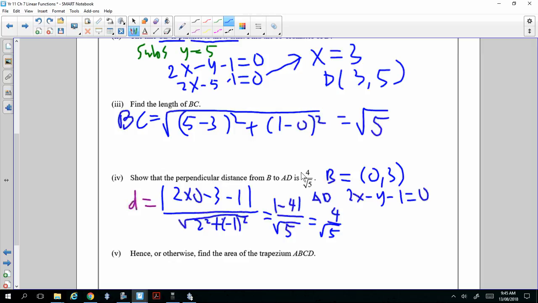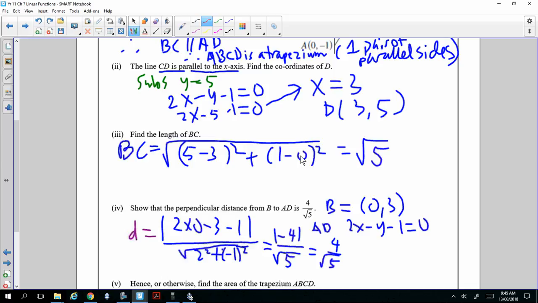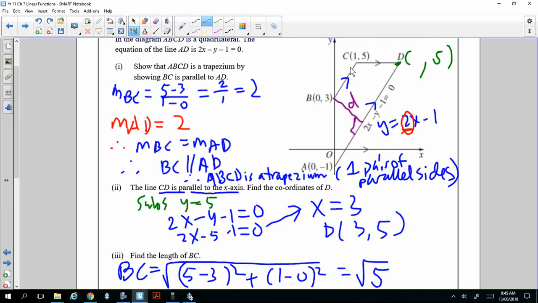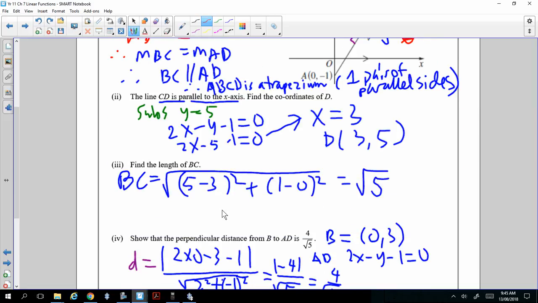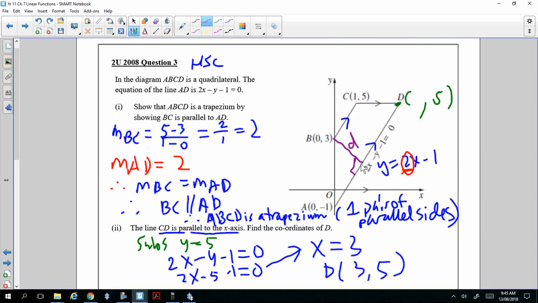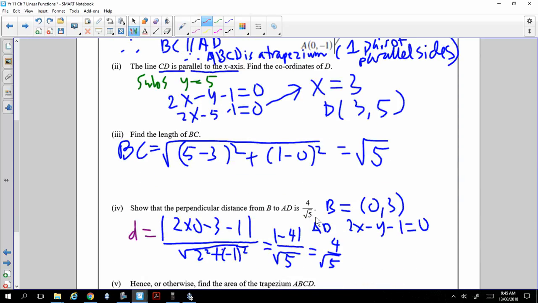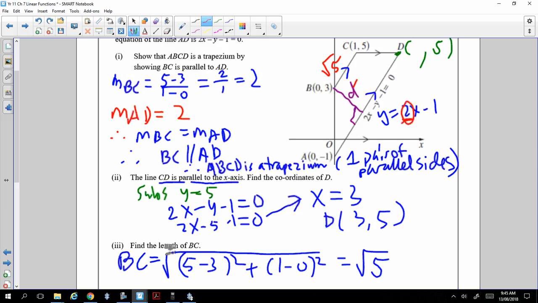Okay, now we have to find the area of the trapezium. Have a look at the diagram. So notice that this is called coordinate geometry. We can find our area, length, parallelogram, or trapezium using all these equations and formulas, using just coordinates. Now, what's the length of BC again? Root 5. And we know the distance is 4 over root 5. Yep, go down. Now we're going to find the area.